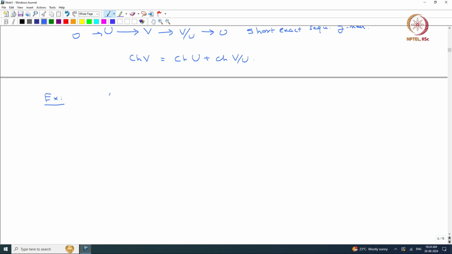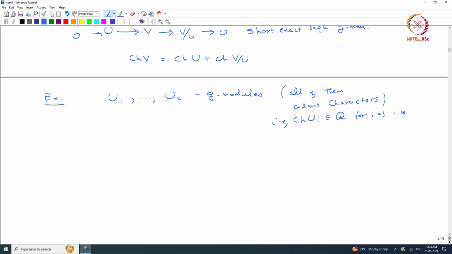Let us say we have U1 etc. UK being G modules, and all of them admit characters. That means the characters of all these modules are elements of our character ring, that is, the character of U_i is inside R for i ranging from 1 to k.